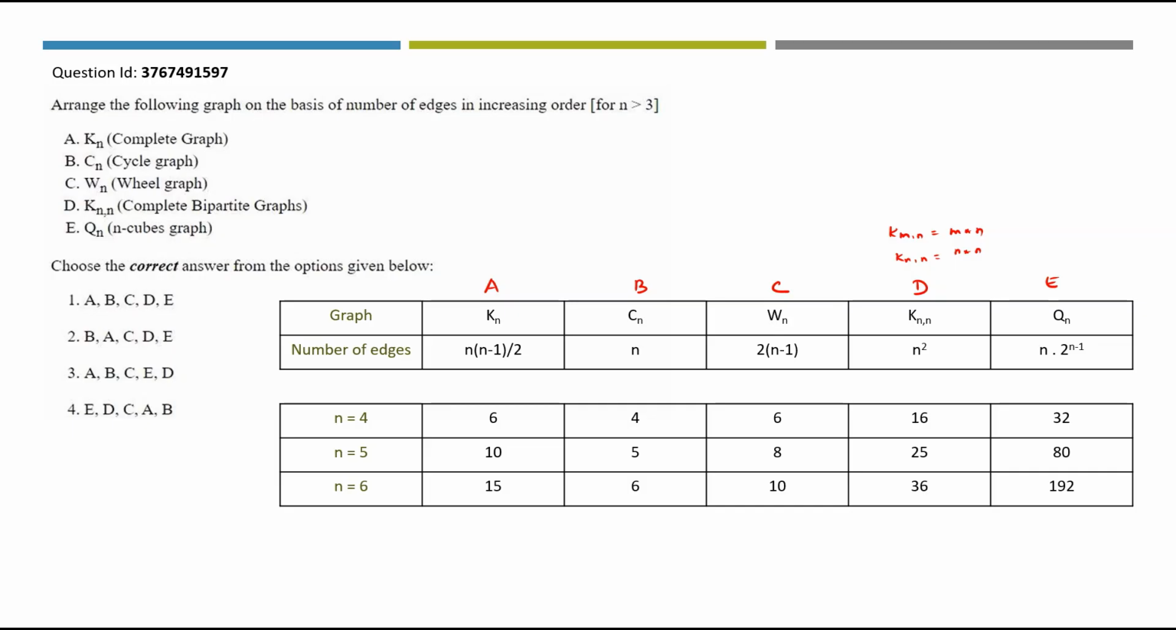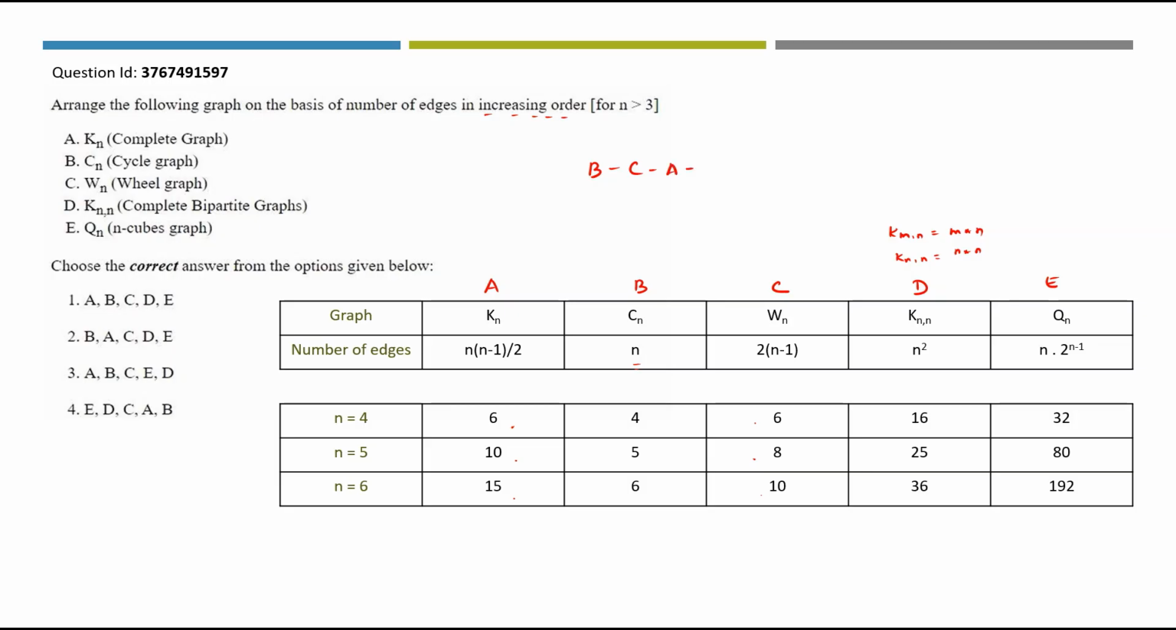From here what you can understand is B will have the least number of edges. We have to arrange it in increasing order, meaning ascending order. So B has the least number of edges because it has just n edges. After B, you have a tight competition between A and C. So here it is 6 and 6, here it is 10 and 8, here it is 15 and 10. On the whole, the wheel graph has fewer edges compared to the complete graph. So we are going with C, then A.